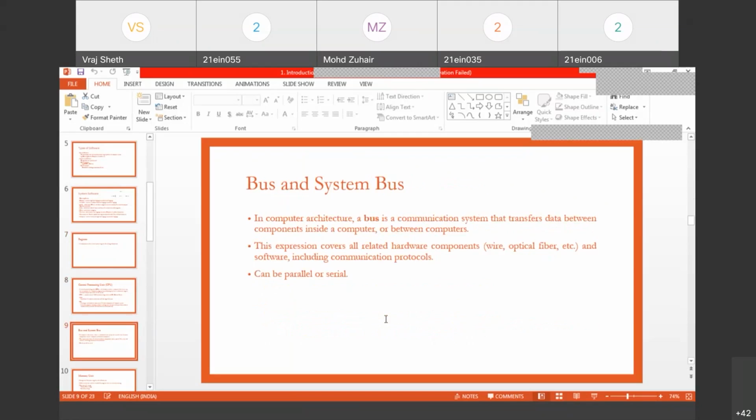Okay, so we have seen bus and bus system. In computer architecture, a bus is a communication system that transfers data between components inside a computer or between computers. Inside the computer means, for example, you need to communicate between two hardware components within our desktop, and transfer data between components inside and or between the computers. So we can connect two computers through a wire, and the data from one computer can be sent to another computer.